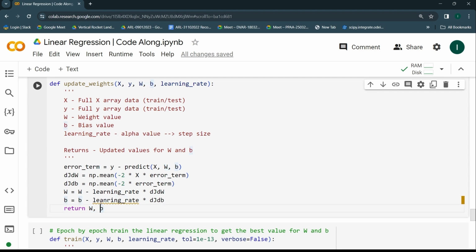I guess there is a spelling error over here. It's a learning rate, learning. Great.